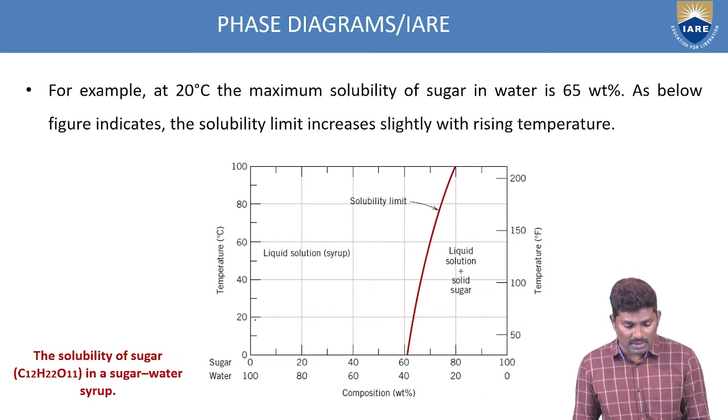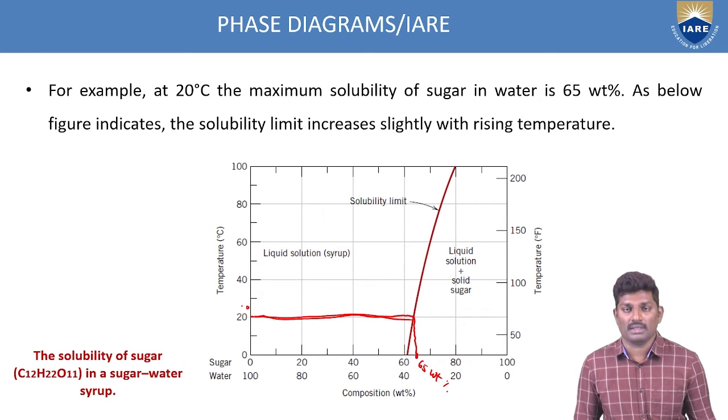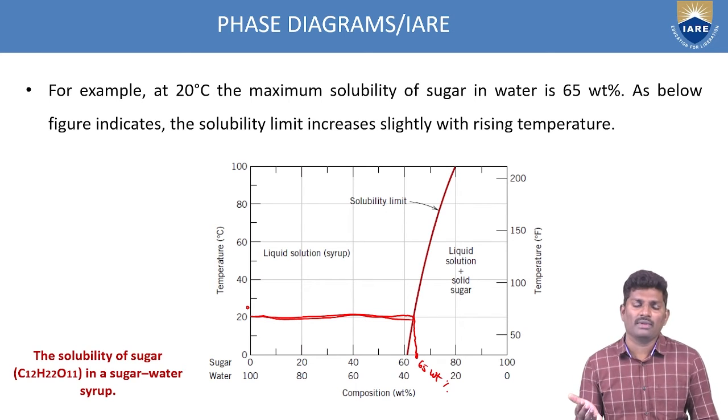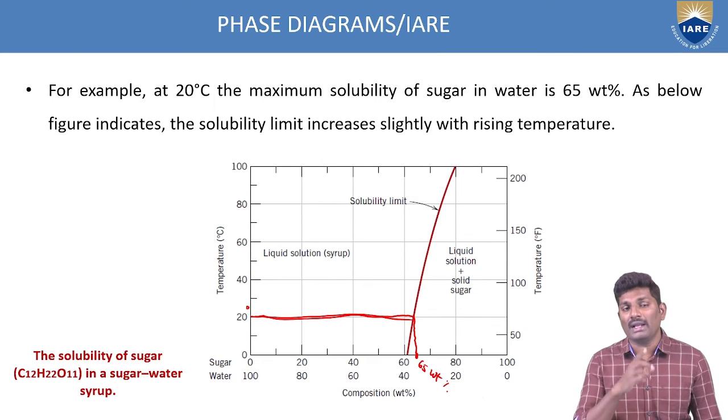So you have to draw at 20 degrees centigrade. Draw a line exactly parallel to your x-axis from 20 degrees, a straight line, and then drop a line towards the x-axis. At this point you are getting 65 weight percentage, and this is the 20 degrees. Similarly, at whatever point you want, it is very easy: you have to stretch the lines along the x and y axes. Then it is easy to identify the maximum percentage of sugar with water at a particular temperature.